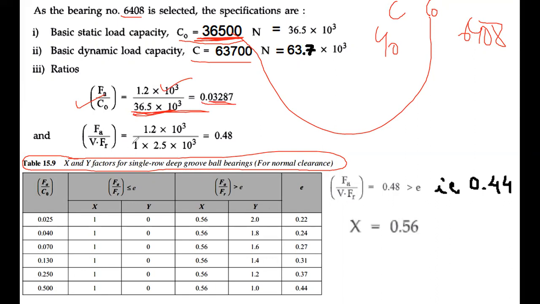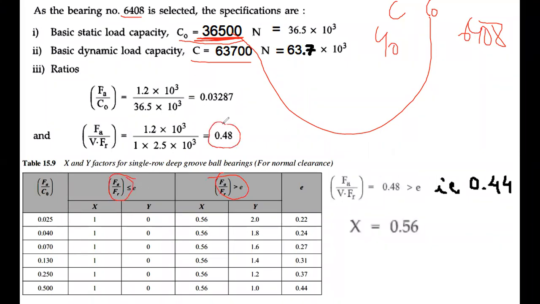0.03287. And FA upon FR, V is always 1 whenever it's not given. Right? Its inner race rotates, we will assume, since nothing is given. So we will assume V as 1. So this ratio comes out to be 0.48. FA is also given, FR is also given, so that ratio came out to be 0.48. Now, first you should see whether FA upon FR is greater than E or less than E. FA upon FR is 0.48, and it is greater than this E value, which is 0.44. So we are going to take this. I've written here.